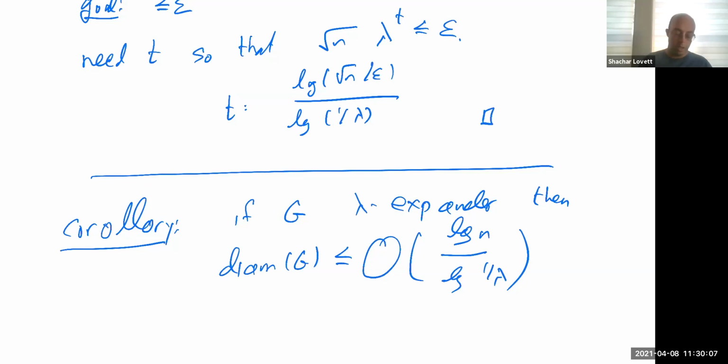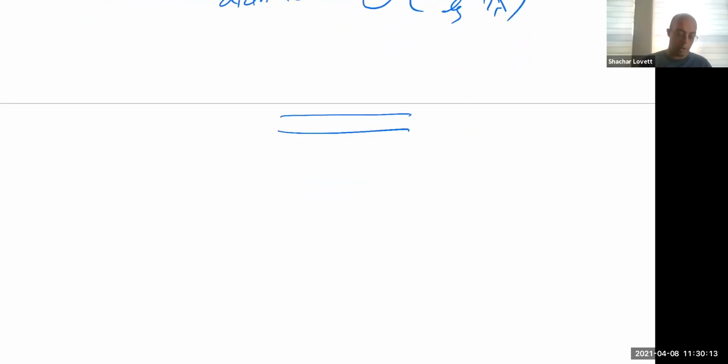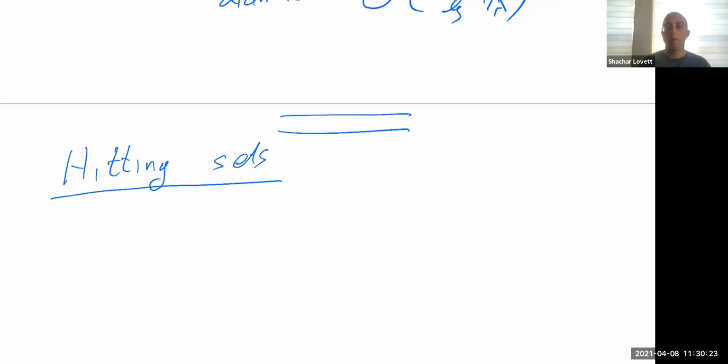Perfect. Okay, so now I want to move to a nice application of these things. This will be talking about hitting sets. That's going to be another property in which we want to argue that random walks on expanders mix fast, they behave like completely random choices of nodes, even though they're not. So what's going to be the idea of a hitting set? There are different ways you can do it. We choose one of them.